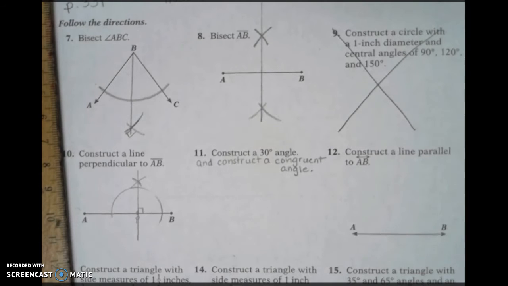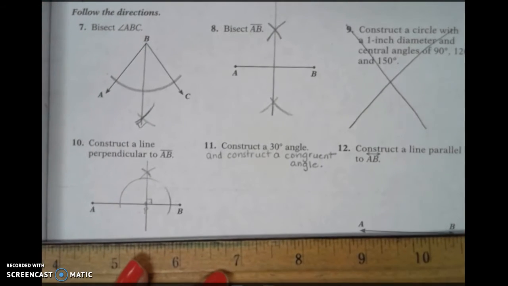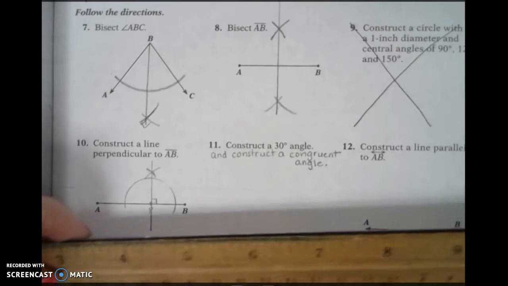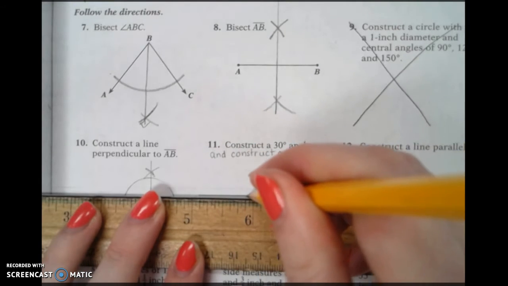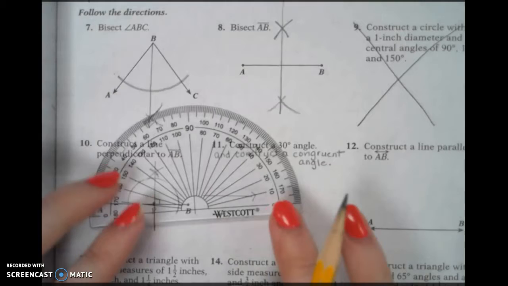Number 11 says construct a 30-degree angle, and I added in the directions to construct a congruent angle to it. So to construct a 30-degree angle, first start by simply drawing a ray. So to draw your ray, just draw a straight line. Then you need your protractor to measure 30 degrees. I'm using my small protractor today.